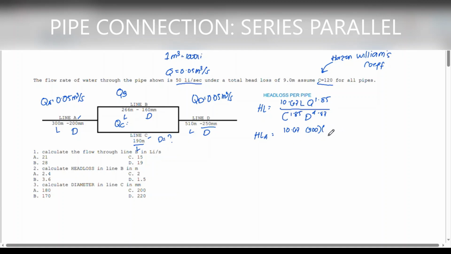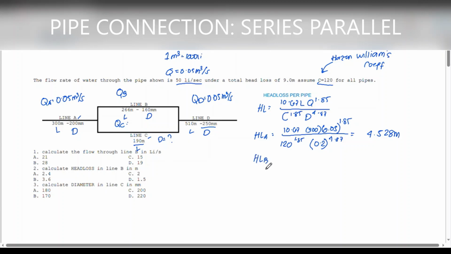So Q at A is 0.05 raised to 1.85 all over C. C is 120 for all pipes, raised to 1.85. D is 0.2 raised to 4.87. So this will actually result to a value of 4.528 meters. This is the head loss in pipeline A.